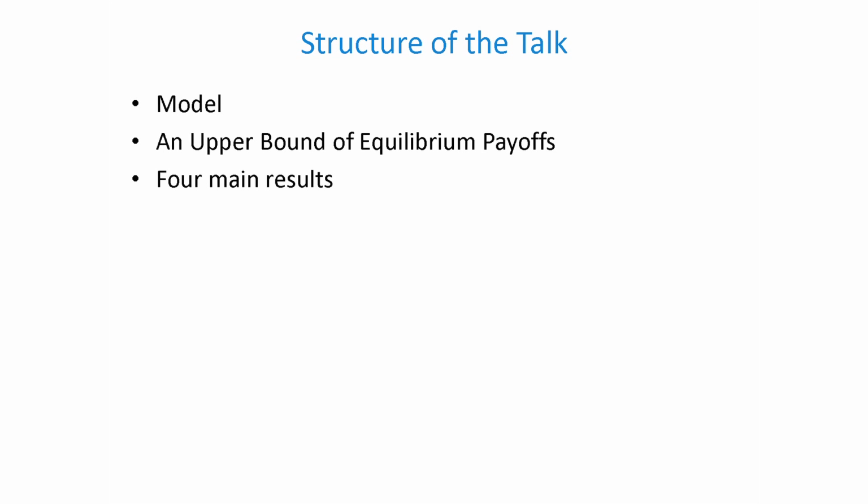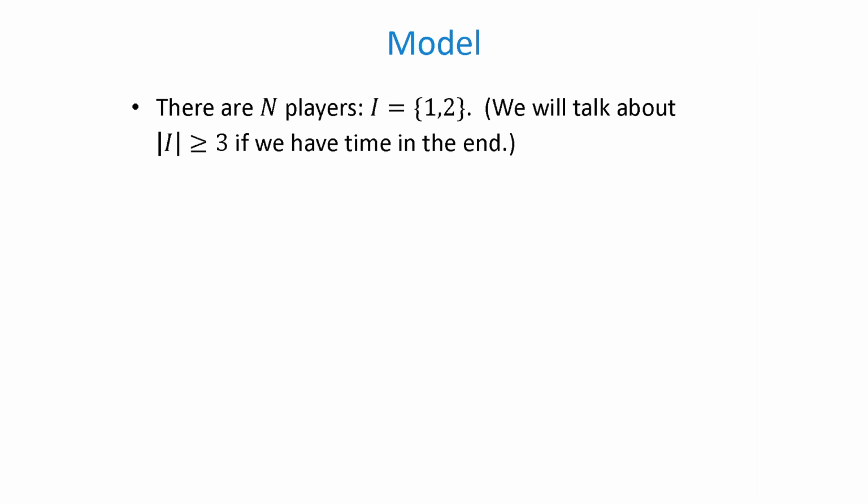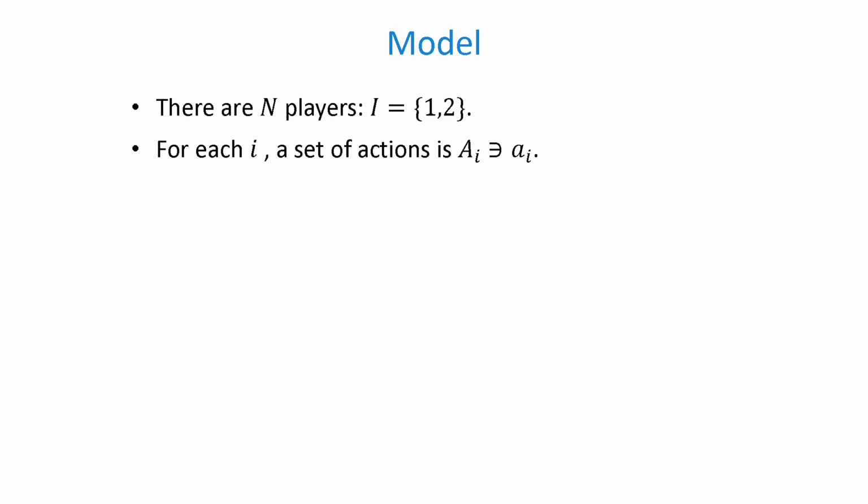So we first specify the model, and then we give you an upper bound of the equilibrium payoff set. And about this equilibrium payoff set, we will derive 4 main results, one of which says that this upper bound is actually a characterization of the equilibrium payoff set with some monitoring structure. Okay? So that's that. The model is basically a 2-player game. We will talk about the case with more than 2 players if we have time in the end, but most likely not. The set of actions is finite and denoted by capital A_i. The general element is small a_i.